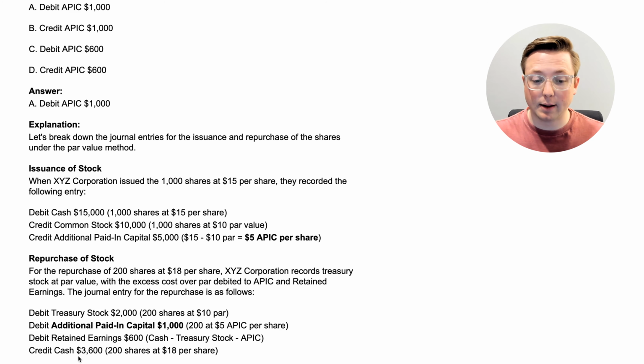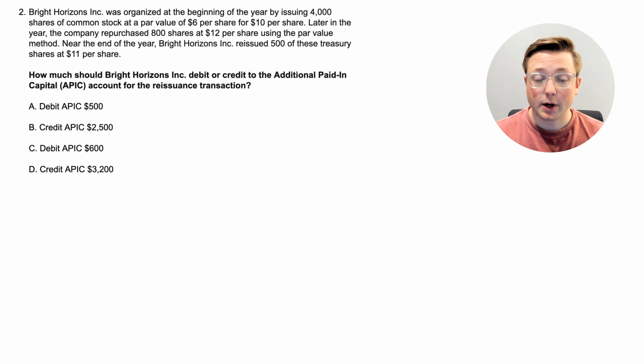And that's the difference between how much you paid to repurchase the treasury stock and then, taking into account the treasury stock at par value and the additional paid in capital per share that you had from when you issued the stock. So again, the retained earnings is the difference there. So that's how you do the journal entry for repurchasing stock under the par value method for treasury stock. Now let's go to the next question to learn a little bit more about the par value method with treasury stock. All right, here we are at question 2.